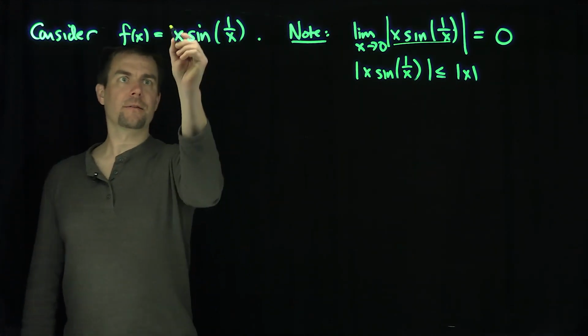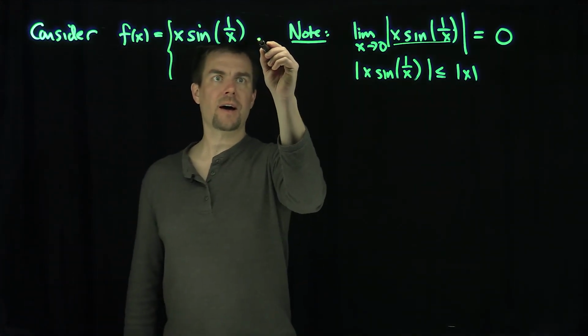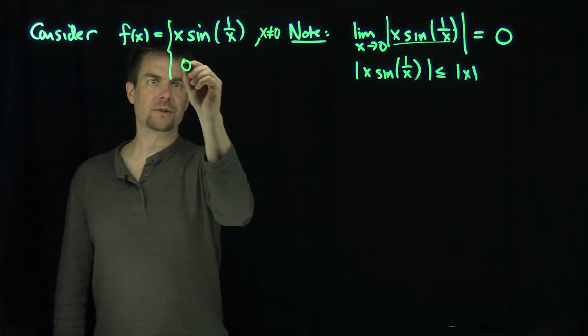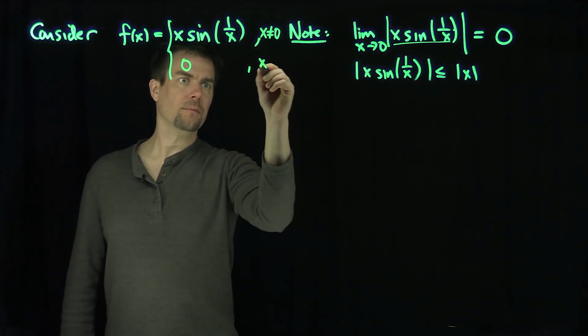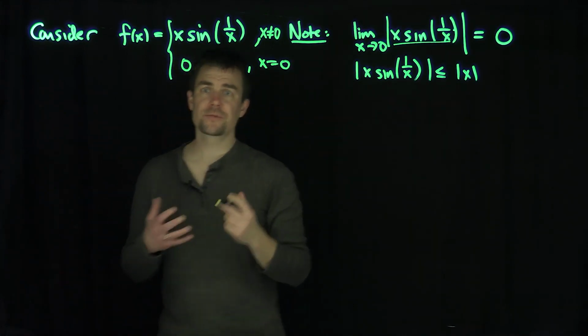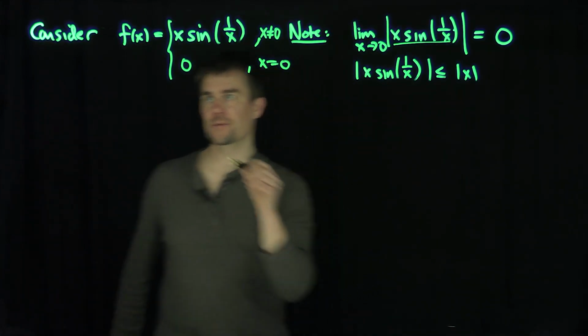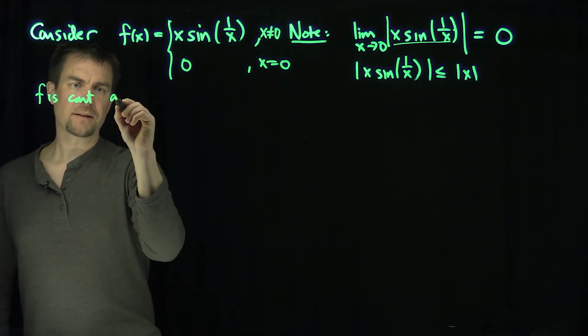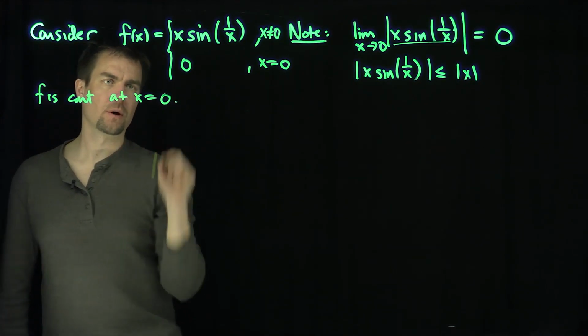Okay, so now I can define the function like this. This is a valid function if x is not equal to 0, and then let's say it's equal to 0 when x is equal to 0. So now I have a perfectly well-defined function, and this function f is continuous at x equals 0.